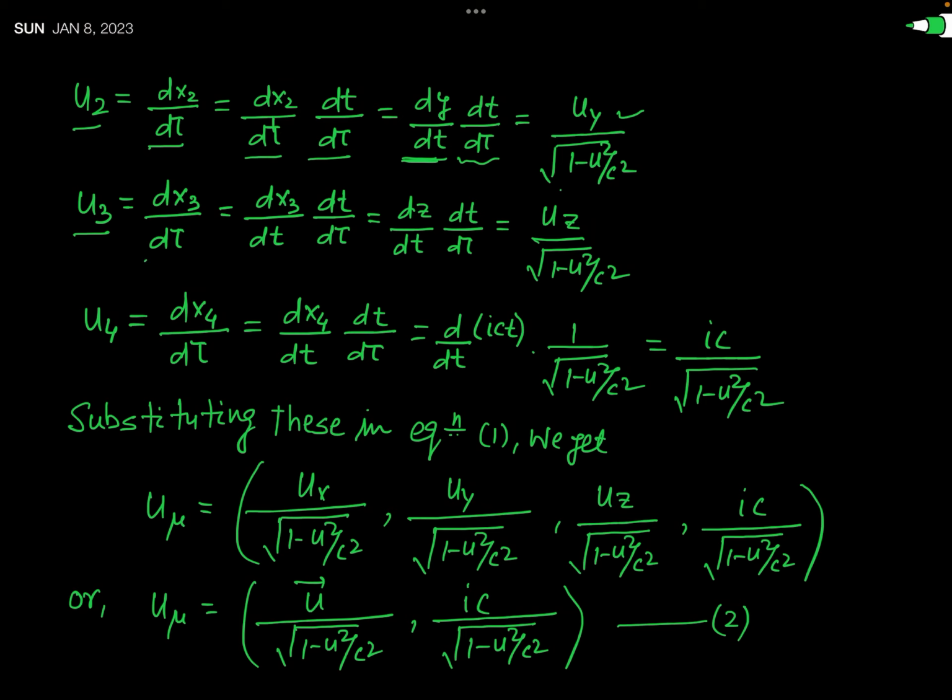In the similar manner, we will define u3. This is dx3 by d tau, and this will be written as dx3 by dt times dt by d tau, and x3 is written for z, so this is dz by dt times dt by d tau. Again, dz by dt is uz, and dt by d tau is equal to 1 over root over 1 minus u square by c square. So in this way, you can see that these u1, u2, u3 can be calculated by this idea.